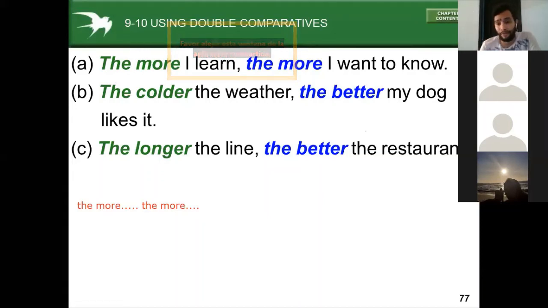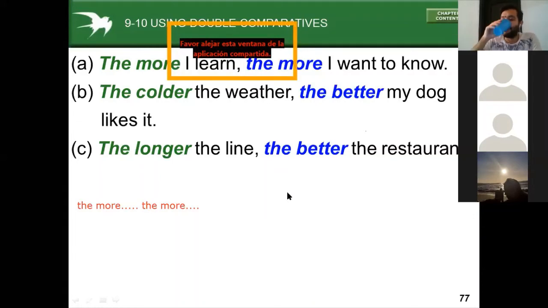Pero en español. So the colder the weather, and all right, we have the following example here. The longer the line, the better the restaurant. ¿Cómo traducirían esta parte acá? Entre más larga la fila, mejor el restaurante. All right, entre más larga la fila, mejor el restaurante. Eso quiere decir que el restaurante es bueno. All right, so good. The longer the line, the better the restaurant.